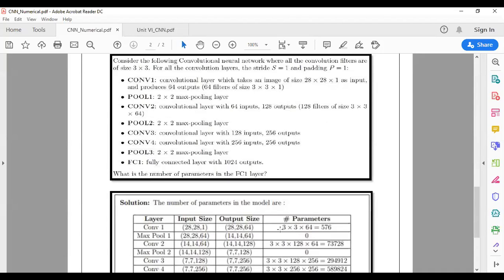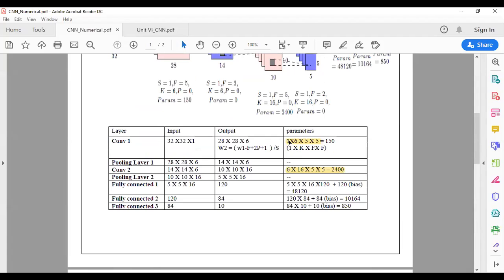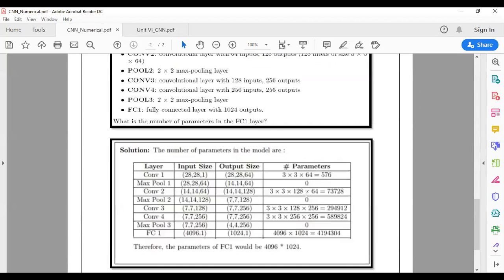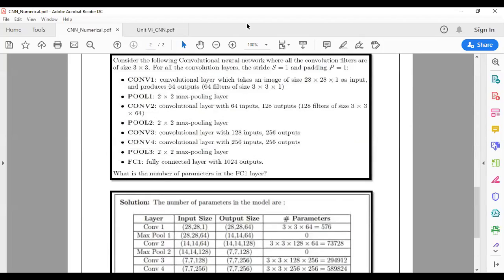And they did not write into 1 the way I wrote it, because I wanted you to understand that depth will also get multiplied. 1 into 6. Then here you had 6 into 16. Same way. But then they have taken into account for pooling layer, no parameters. Similarly, same way it is done.